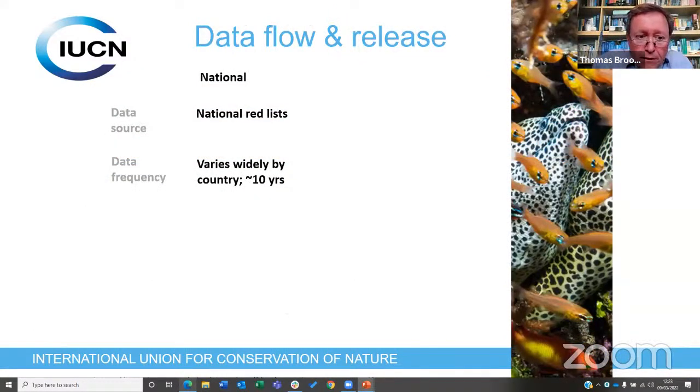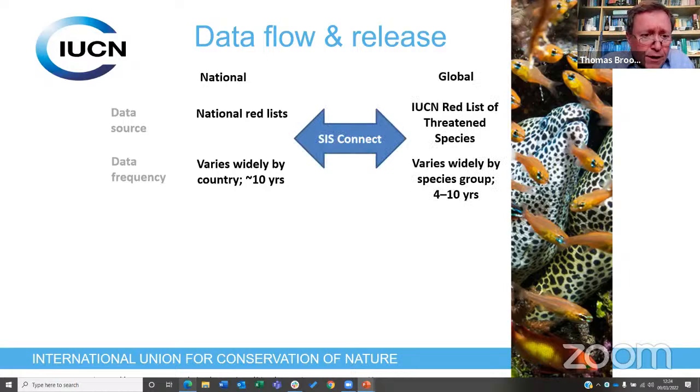The data flow for generating the Red List Index, of course, works from an interplay between national and global scales. First, many countries maintain national red lists, typically updated on a decadal timescale, although some are updated over faster timeframes. Where these assess the extinction risk of nationally endemic species, the SIS Connect tool then allows their interoperability with the global Red List of Threatened Species, updated on a similar or a shorter time frame, ideally around 4 years.